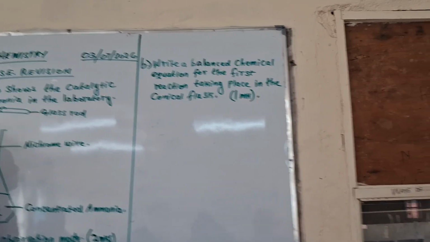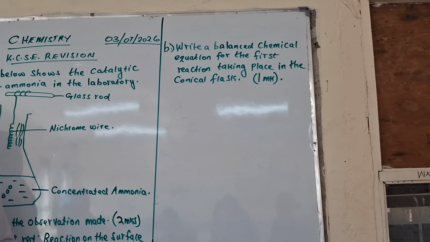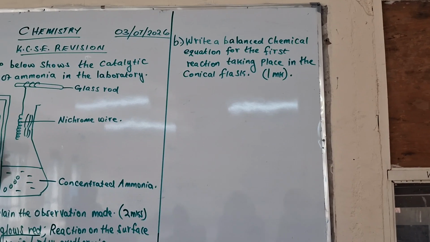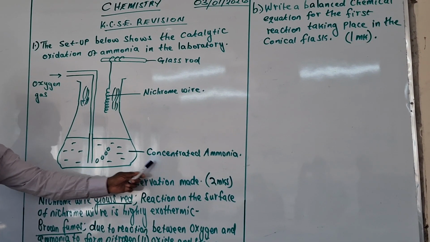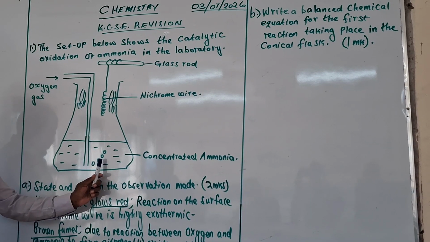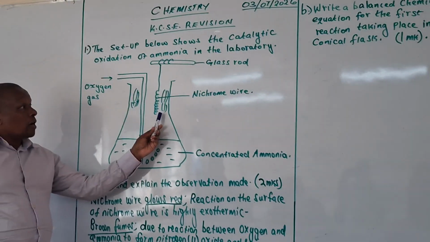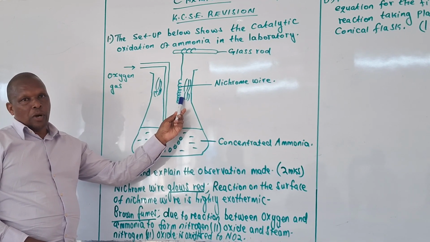Write a balanced chemical equation for the first reaction taking place in the conical flask. So here we have the conical flask. We have oxygen, we have concentrated ammonia. As oxygen is passing through the concentrated ammonia, ammonia fumes are produced. The ammonia fumes will react with oxygen on the surface of the nichrome wire.